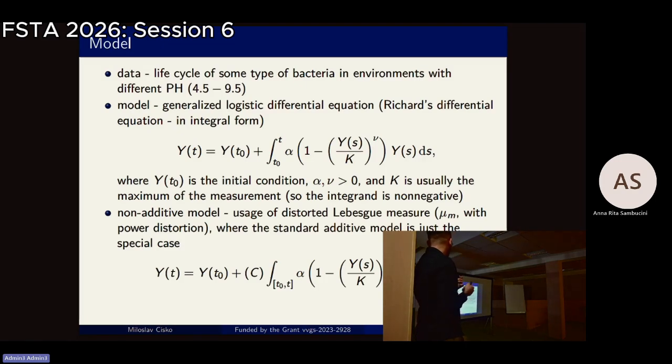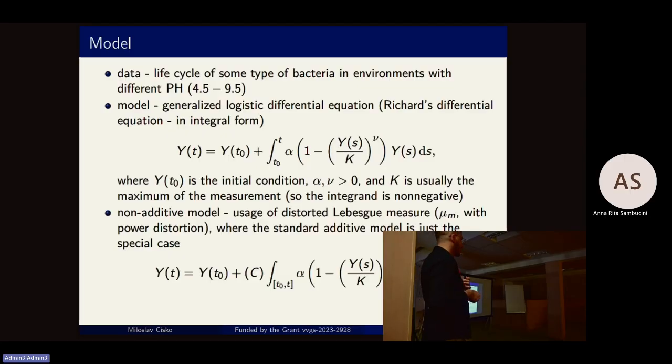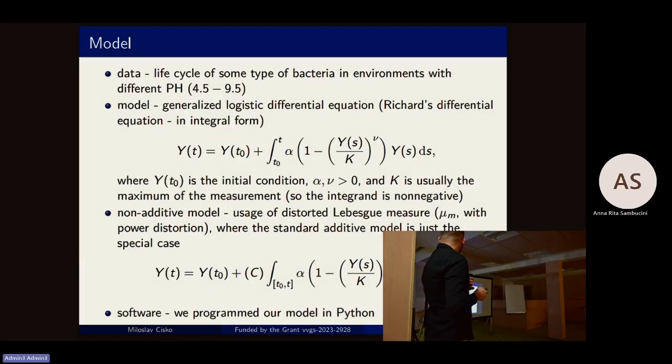And for the non-additive model, we just switch the Lebesgue measure to the distorted Lebesgue measure. So we have one more parameter because we are dealing with power distortion. So the measure would be just the Lebesgue measure to the power m. And one more parameter. So we have three parameters: alpha, nu, and m, which we want to estimate. We did our model in Python, which is good for data analysis.